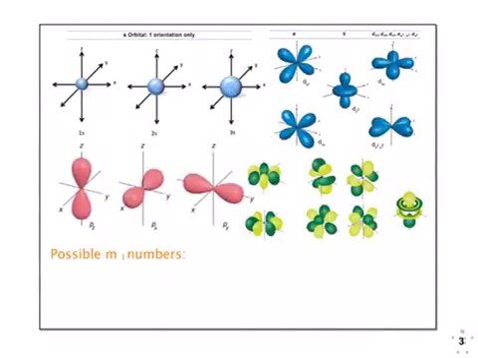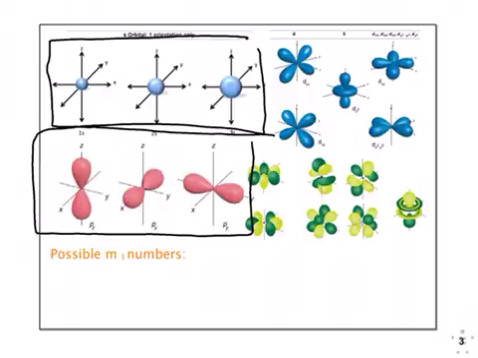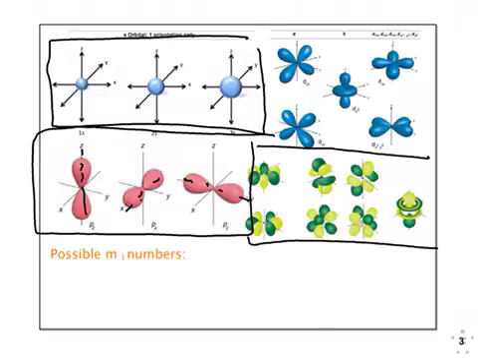So here are images to show you what the s, p, d, and f orbitals look like. So the s orbital, like I said, is a sphere. Your p orbitals are your dumbbell shapes. Notice how their orientation changes. Your d orbitals, notice that they get more complex. And then the f orbitals are much more complex.